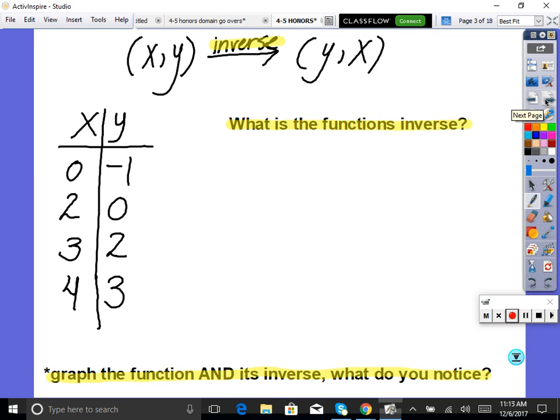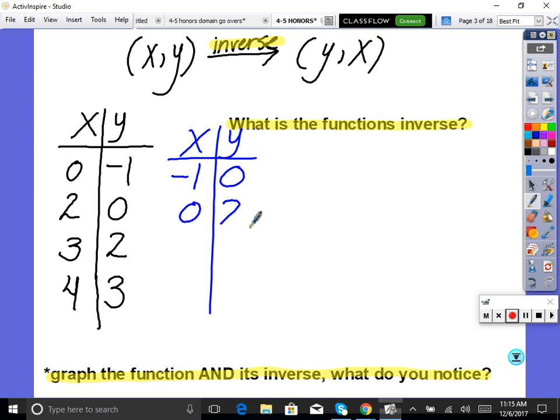So if we have a set of xy points, how do we find the inverse points? Switch x and y. The domain becomes the range becomes the domain. Did everybody hear that? Okay, we switch them then. So this would be -1, 0, 0, 2, 2, 3, and 3, 4.